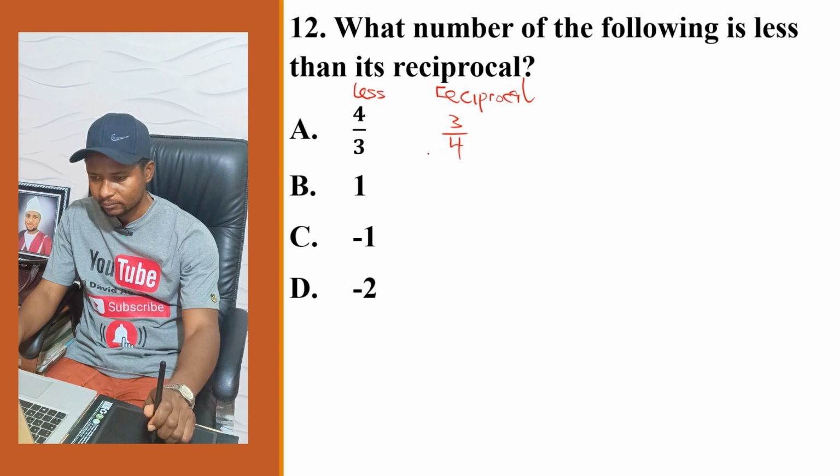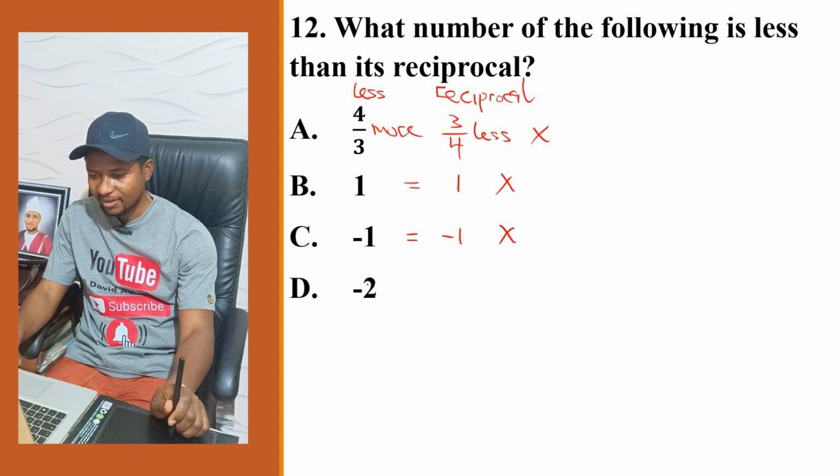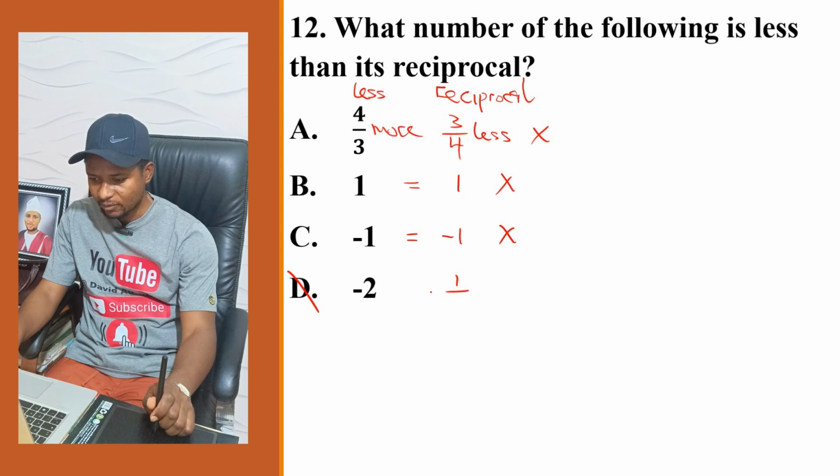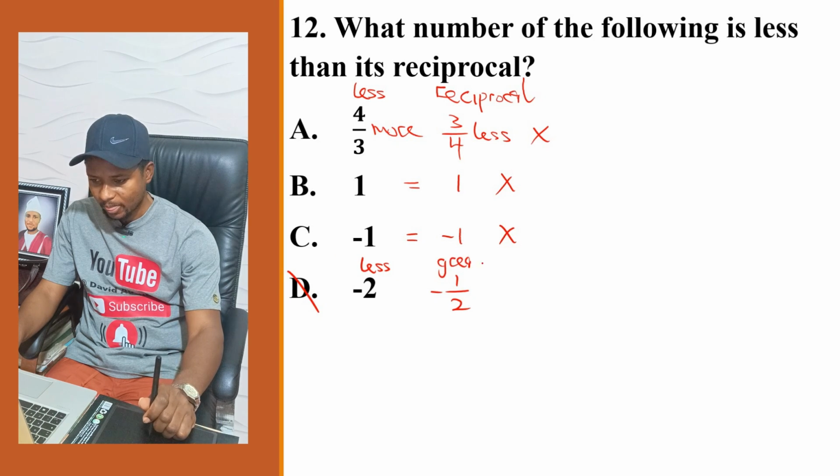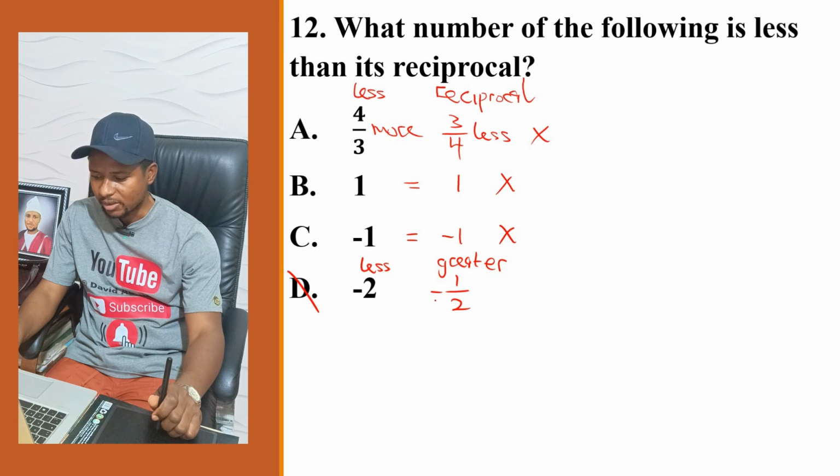And this is still more. This is less. So option A is out. AI will give you 1. Both of them are equal. So out of it, still equal, out of it. So definitely D is our right answer, but let's go and do that. So reciprocal of this is what? Negative 1 over 2, which we can tell that this is less and this is greater. So D is our answer.